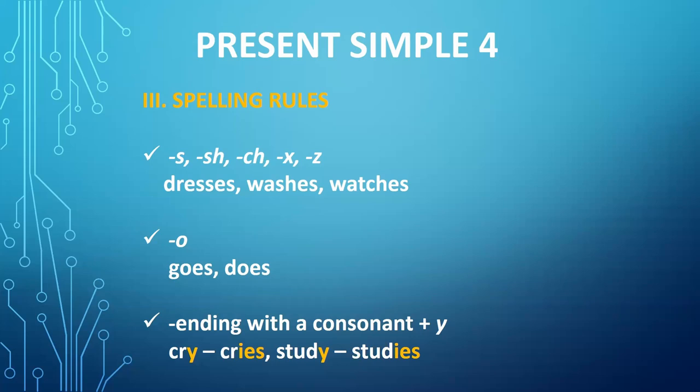Also, when we have verbs like go and do, we put again ES. For example, go becomes goes, do becomes does.